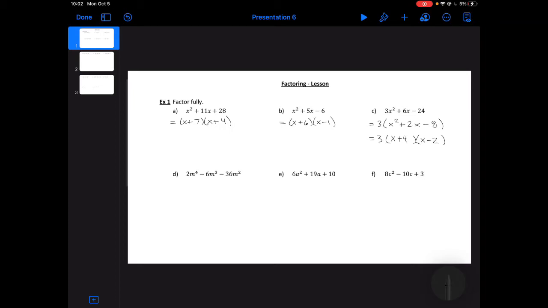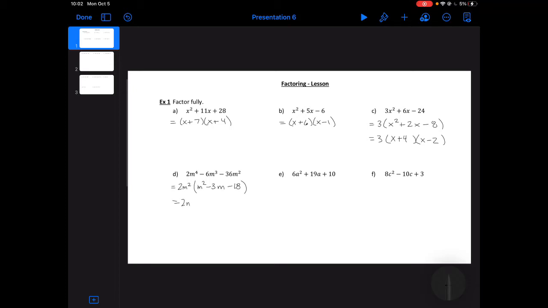My next example, D, I'm also going to have to common factor, but this one's a little bit more involved. Now I'm going to take out 2m squared from each term. So that's going to leave me with m squared minus 3m, and then minus 36 divided by 2, which is going to be 18.